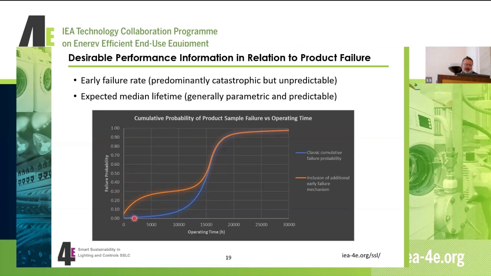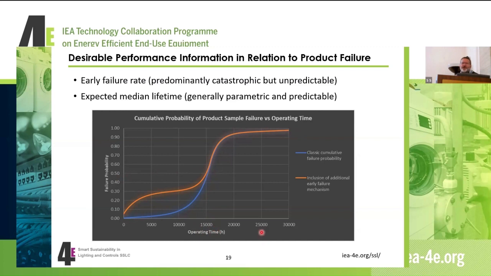So with a classic cumulative failure probability curve, that's this blue line here, where this is operating time on the base, and up here we've just got the cumulative failure probability. At the top here, 1 is 100%, all samples have failed at that point. So the blue is the typical curve that we would see. And at the 50% failure rate here, with this particular example, we're looking at around about 15,000 hours as the median life.